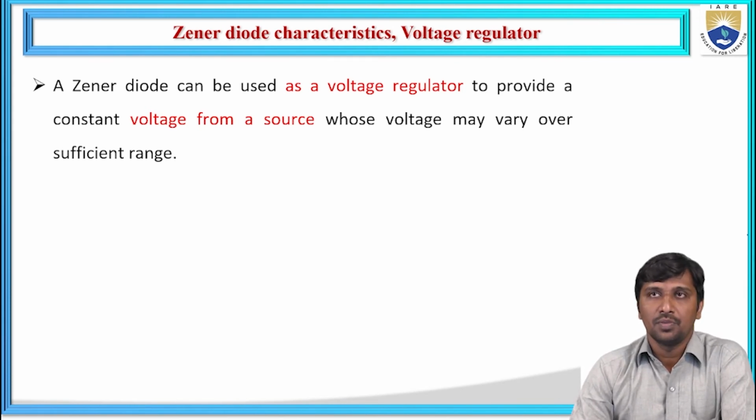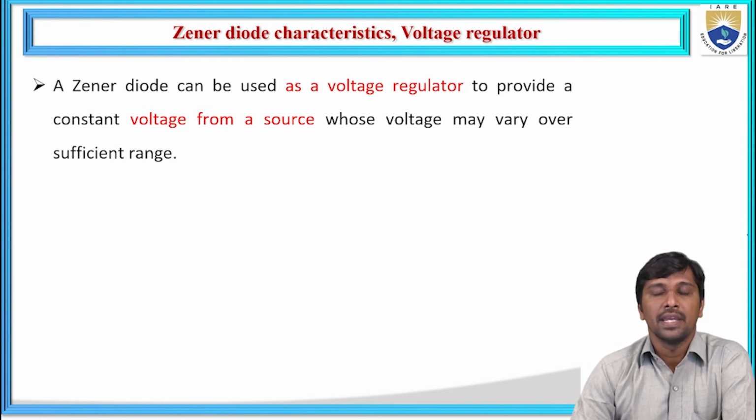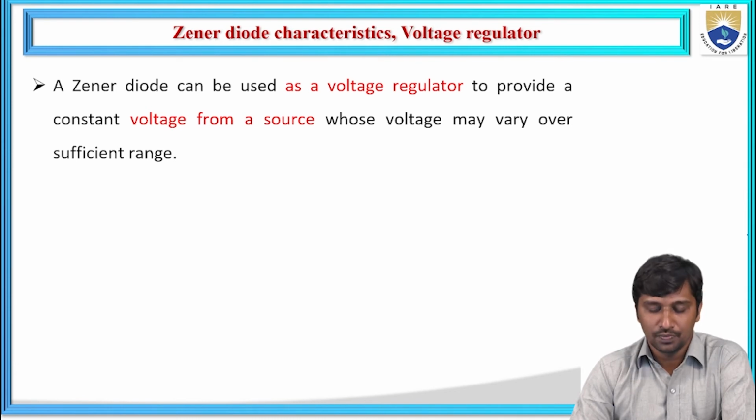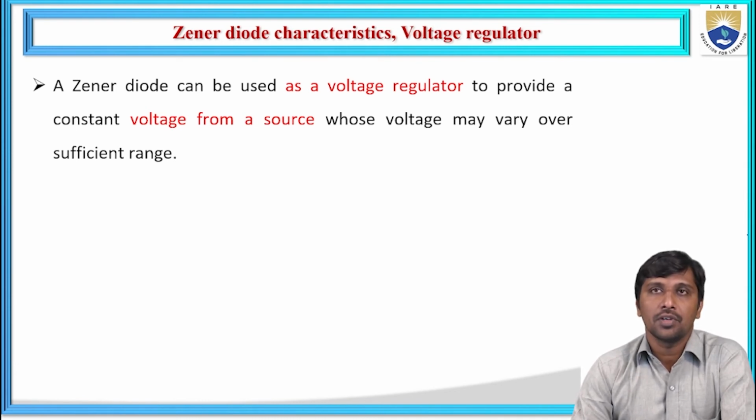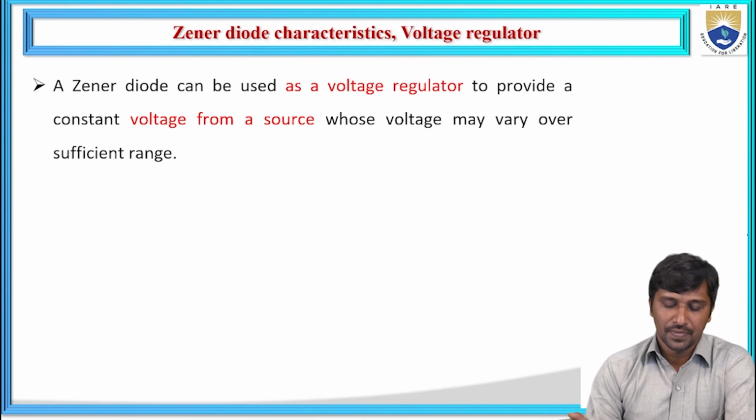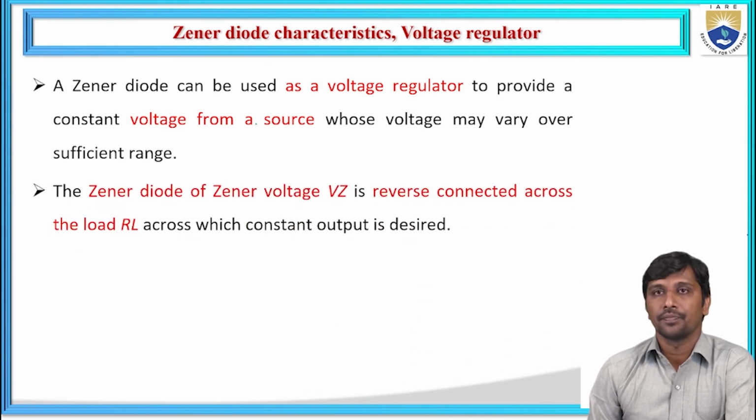So what is the meaning of voltage regulator? It regulates the voltage, meaning it maintains a constant DC output voltage irrespective of the variations in the mains power supply or the load. Then we need to maintain a constant DC source. That can be achieved by using the Zener diode.